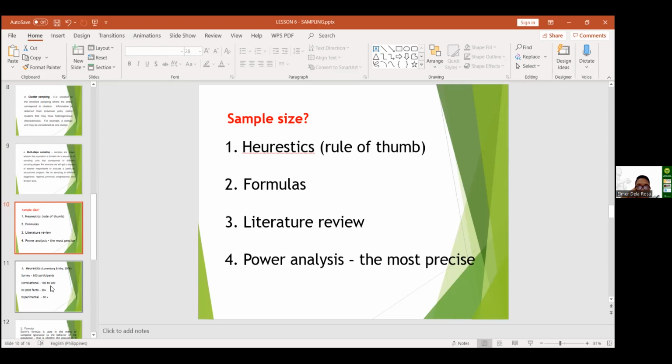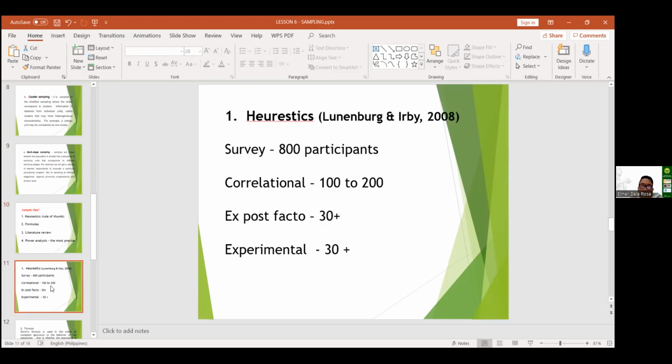After our class, no, i-search nyo yun. And then you do some navigations of the program by inputting the required information. So the heuristics as proposed by Lonenberg and Irby in 2008 says the following. If you're doing a survey, it's a descriptive survey, regardless of the population, it should be 800 at least participants.